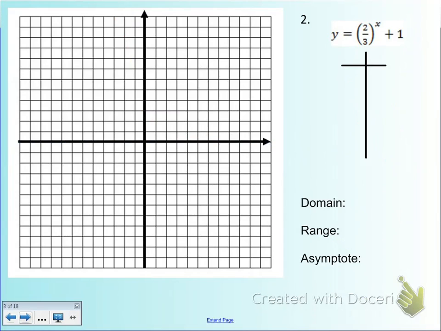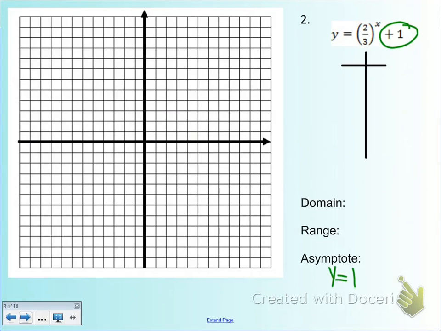Our next problem, very similar. We have y equals 2/3 to the x power plus 1. This time we're going to figure out at least our asymptote first before we get started. Our asymptote, again, is our Kelly point, so in this case, 1. So our asymptote is y equals 1. If you just have 1 there, it is incorrect. You need to have the y equals part to it.